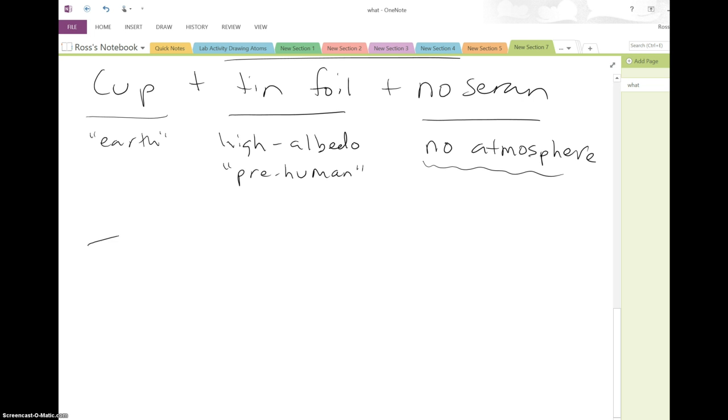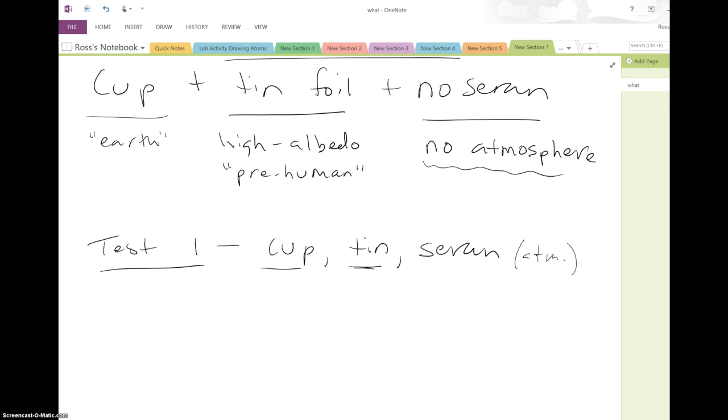So test number 1 was the cup, the tin foil, and the saran wrap. Because we still have Earth, we still have a pre-human, highly reflective surface, but now we've got the saran wrap, which is our atmosphere. So now we're saying, what's the effect of just having the atmosphere? Does having the atmosphere make things warmer? Does it make things colder? Or does it not change it?